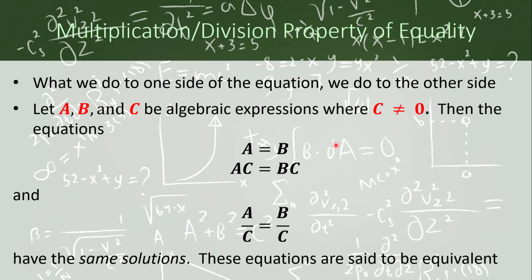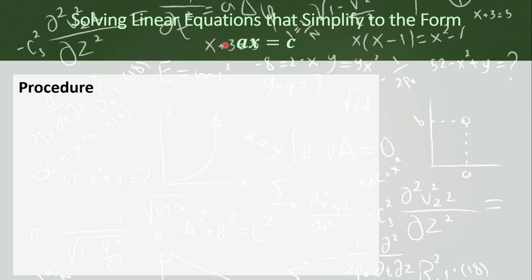These equations are considered to be equivalent because, once again, the solution for one equation will be the same solution for the other two equations. And that is the basic idea behind the multiplication or division property of equality. Well, how can we use these? We can use these for an equation of this particular form. I know that's very difficult to see, but we can use the multiplicative property or the division property to get rid of that A and put that on the other side, namely isolating x.